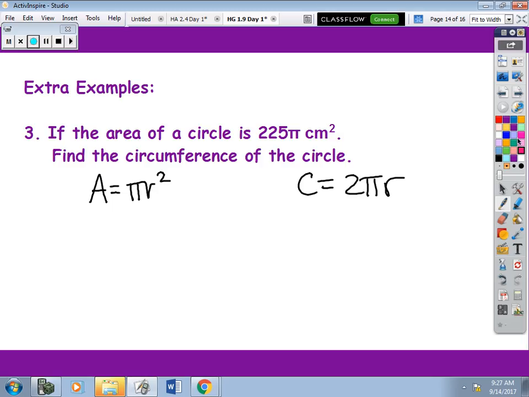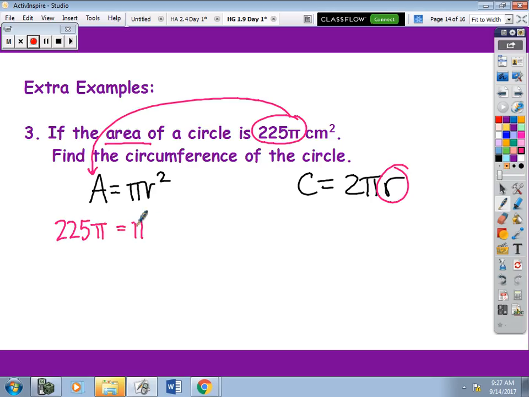Okay, so for this one, they ask you to find the circumference. Again, to find the circumference, we have to find out what the radius is. They gave me the area, so I'm going to start with the area formula. Area equals pi r squared. 225 pi is going in for the area. Okay, so we see pi times radius squared. So we're going to undo first multiplication of pi with division of pi. Those will divide out, those will divide out. So we get 225 equals r squared.